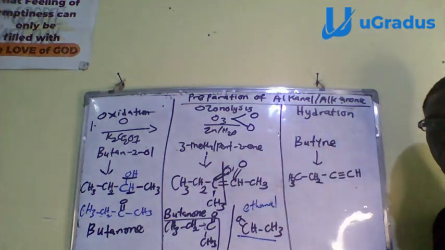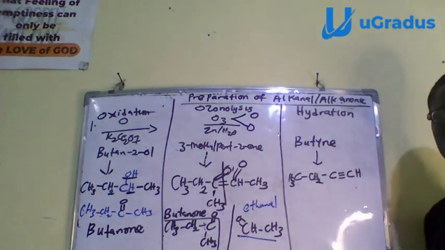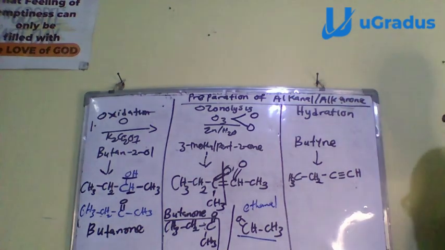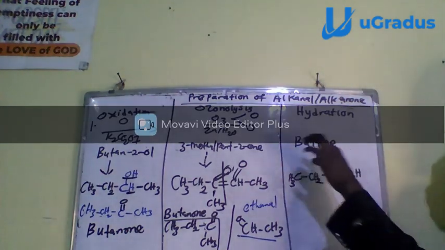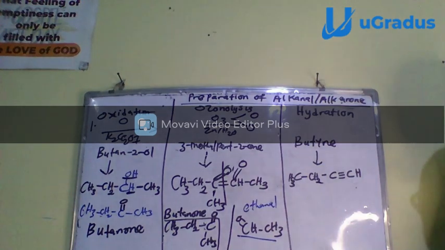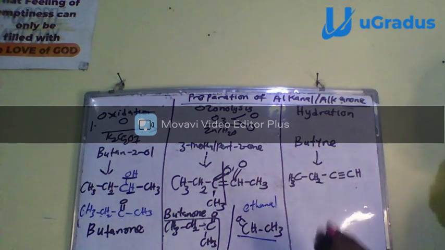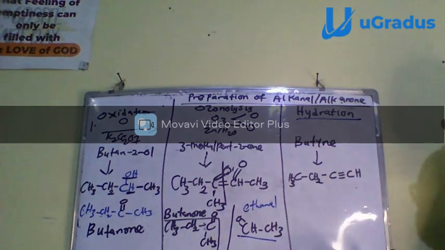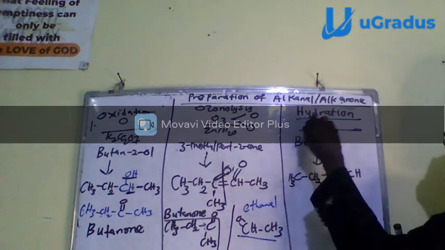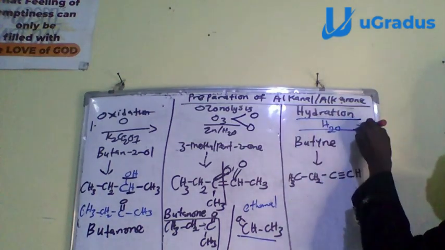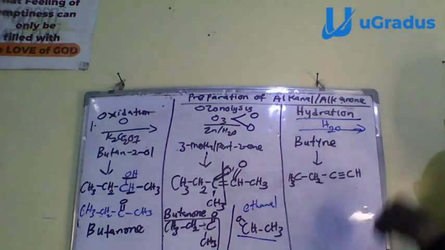Now let's take the third reaction. As you can see here, the third reaction is an alkyne. Hydration of an alkyne. The alkyne we are using here is butyne, typically. Now, this is what will happen. Whenever you hear hydration reaction, it's strictly talking about water. So water is the condition of the reaction. I forgot to put that.